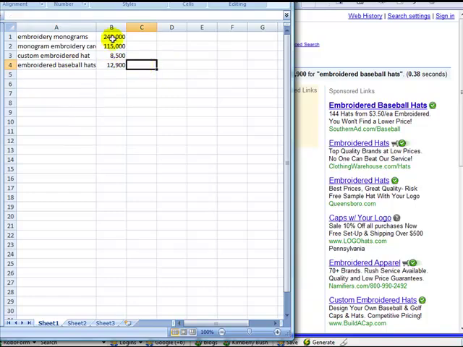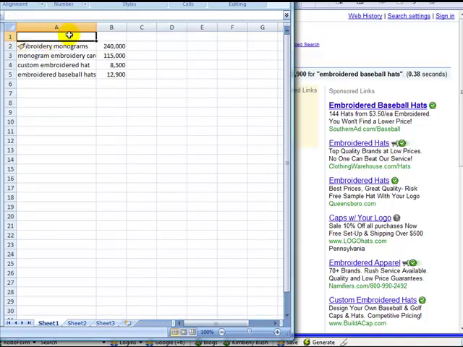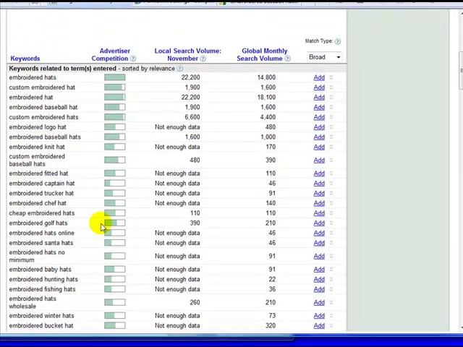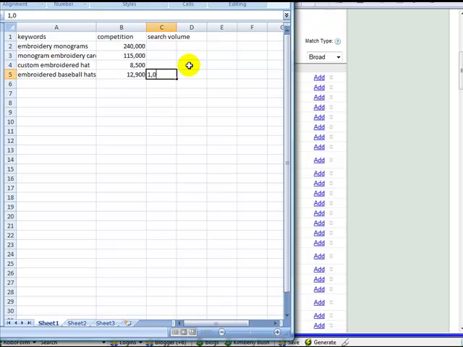Now, what I forgot to do, and I apologize, I forgot to write here. These are the keywords. This is the competition, and this is the search volume. Okay? And I know that embroidered baseball hats is searched for 1,000 times last month. I'm also going to keep in mind that those are November's results, so I think that we could do significantly better seasonally.